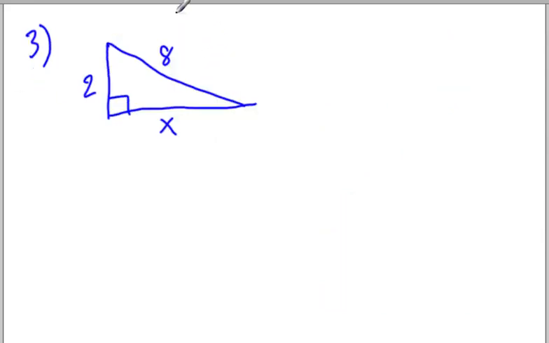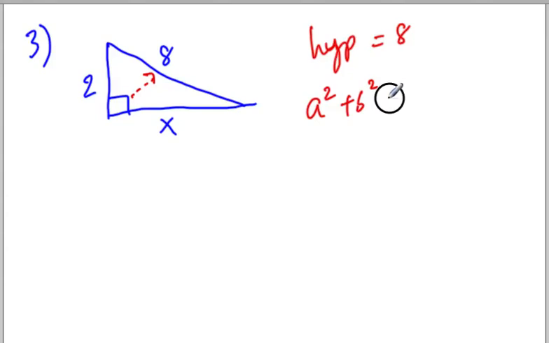All right, our last question. So first, let's identify the hypotenuse. It's always the side right across from the right angle, so right there. So the hypotenuse is equal to 8. So in this case, if we had to use a squared plus b squared equals c squared, it's 2 squared, right? So one side plus the other side, which is x squared, is equal to the hypotenuse, which is 8 squared. Okay? So let's just solve this.